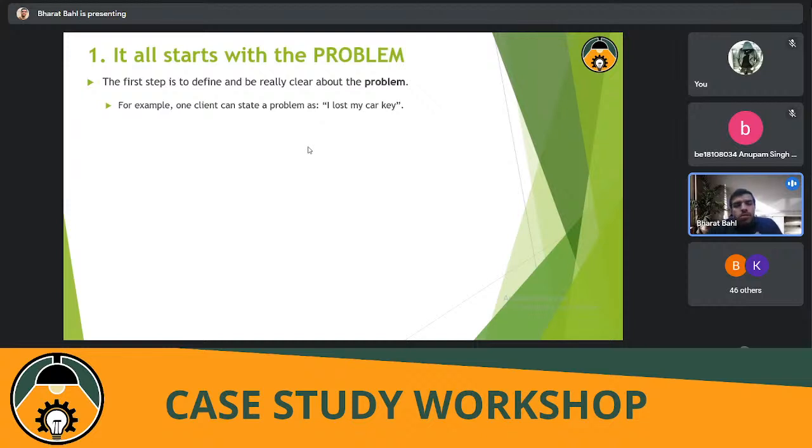So let us say एक बंदा आपके पास आता है and he says that I lost my car key. Let us say I come to you and tell you that I lost my car key. What will be your reply to me? Can anyone tell me?